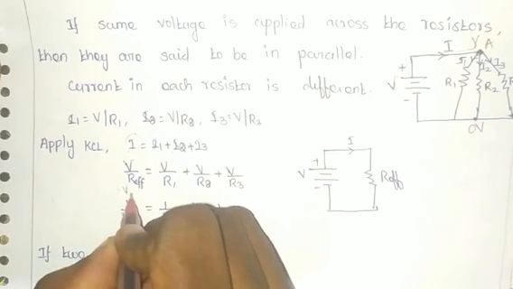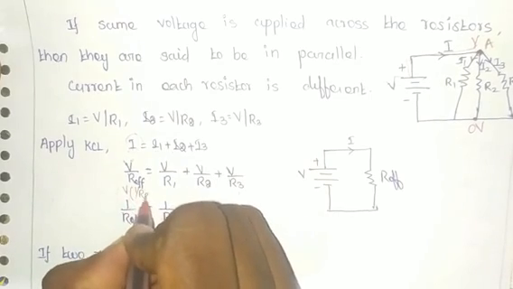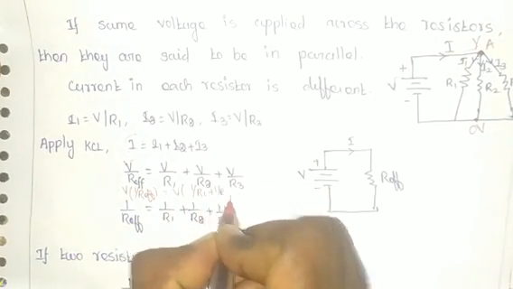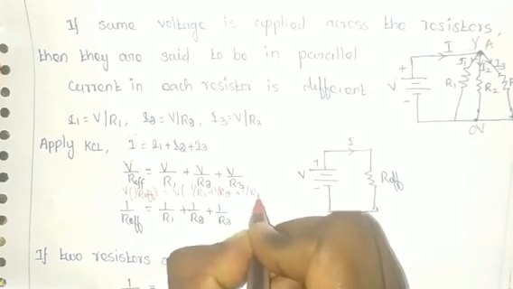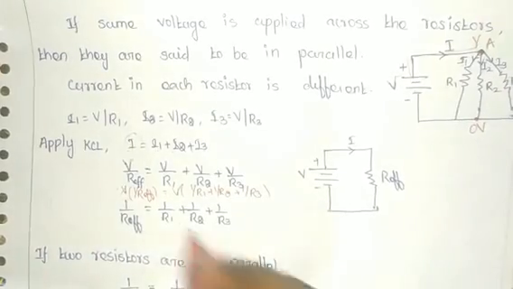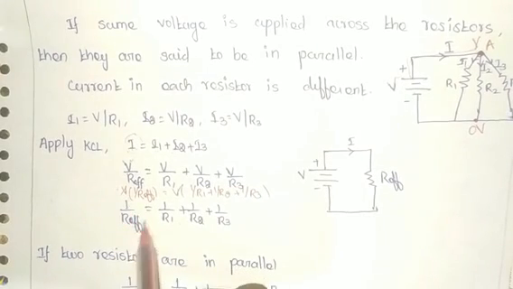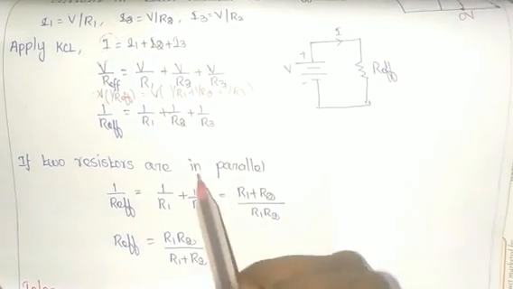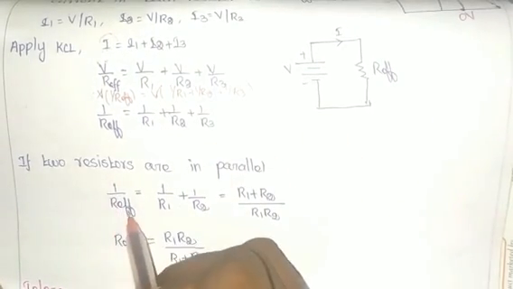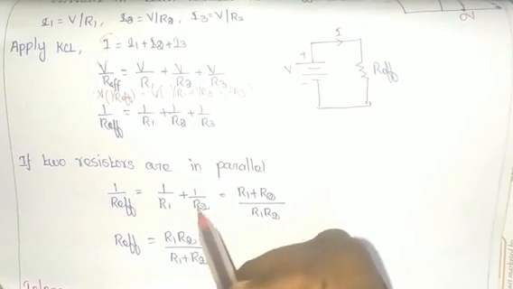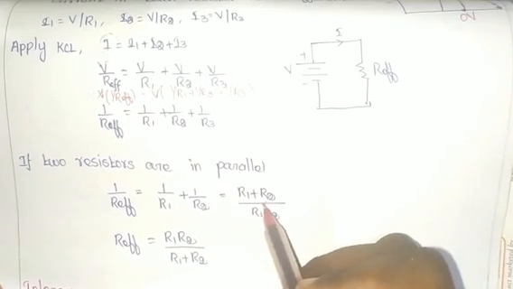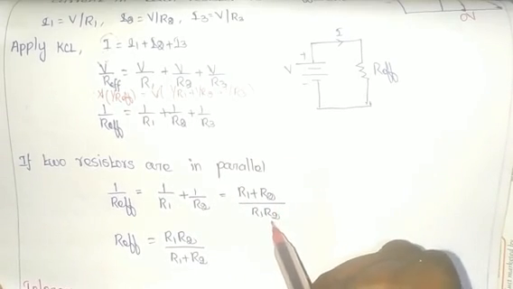When I take out all the V values, V divided by R effective is equal to V into 1 by R1 plus 1 by R2 plus 1 by R3. Now cancel out V on both sides. So 1 by R effective is equal to 1 by R1 plus 1 by R2 plus 1 by R3. If only 2 resistors are connected in parallel, 1 by R effective is equal to 1 by R1 plus 1 by R2. When cross multiplying this, we get R1 plus R2 divided by R1 into R2.